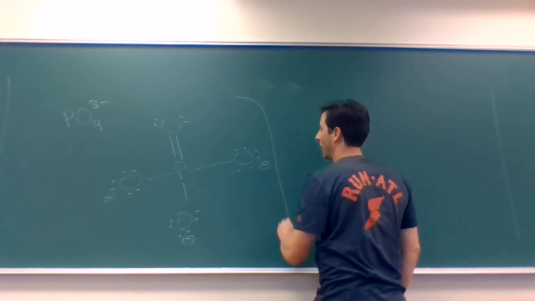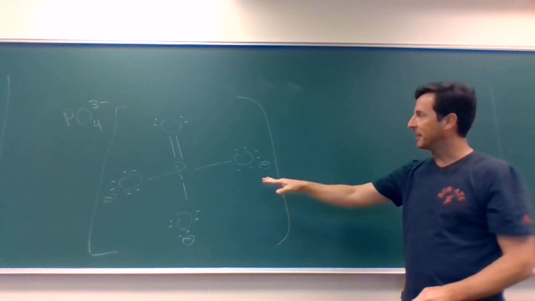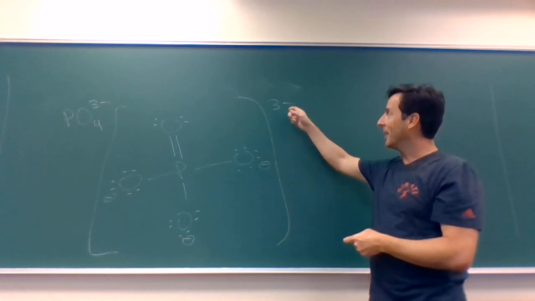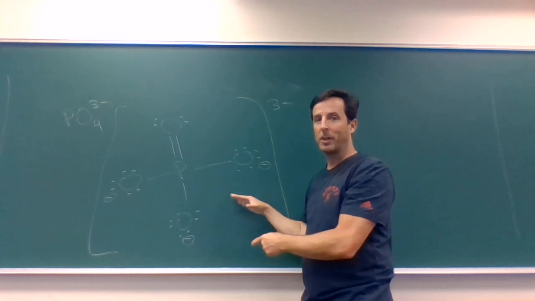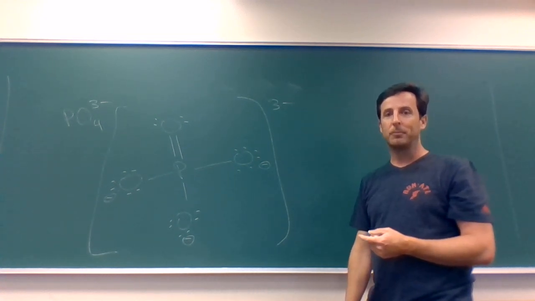Again, if I draw my brackets, the total charge of everything on the inside is going to be 3 negative. That's good because it really does need to match. I was given a -3 charge in the beginning. If I drew a structure that didn't have a -3 charge in the end, then obviously I would have done something wrong. Okay.